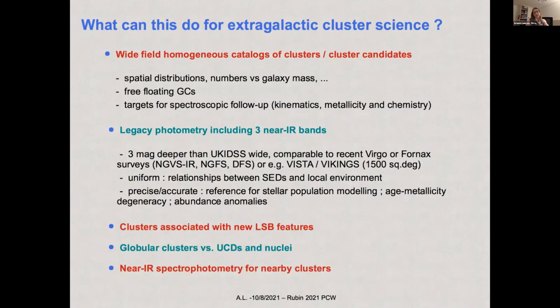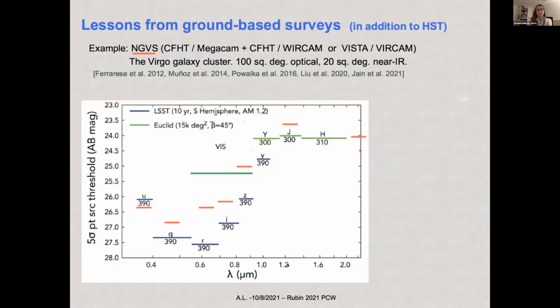After that, we can, of course, look for low surface brightness features around galaxies, since Euclid is a very good machine for that, and so you can look for clusters associated with those. You can study the relationship between globular clusters and ultra-compact dwarf galaxies or galaxy nuclei. And of course, you can try to exploit the near-infrared spectroscopy that Euclid gives you.